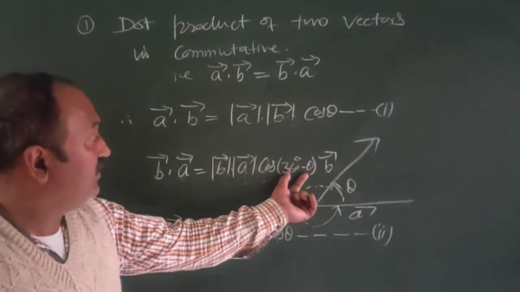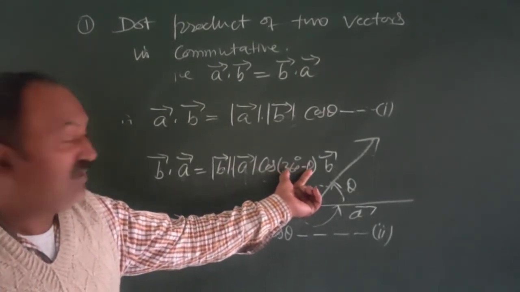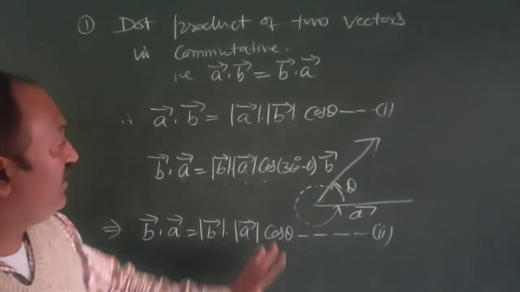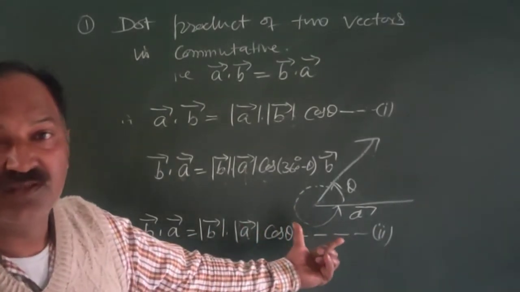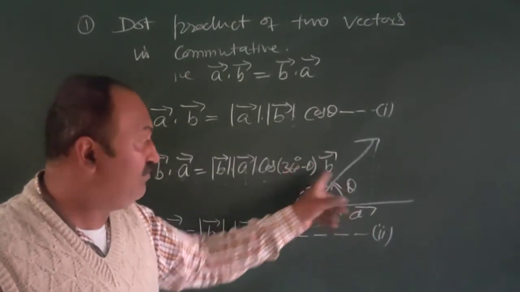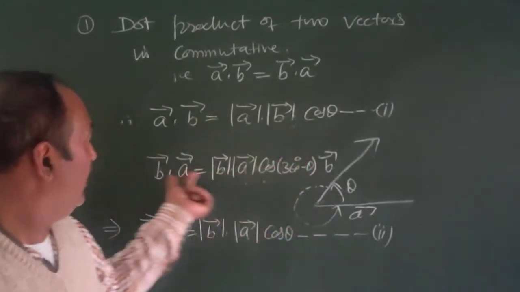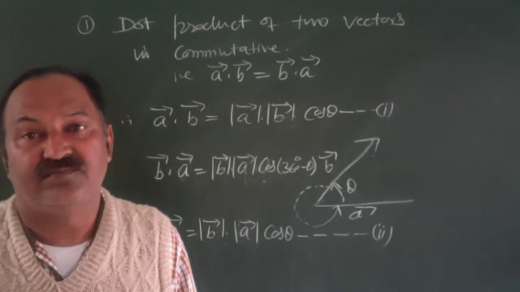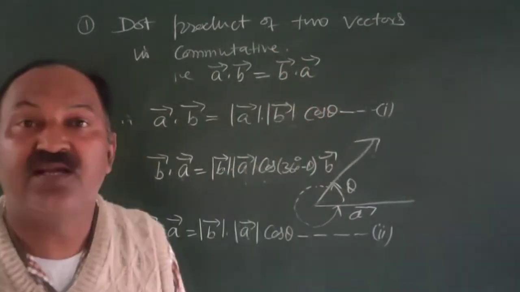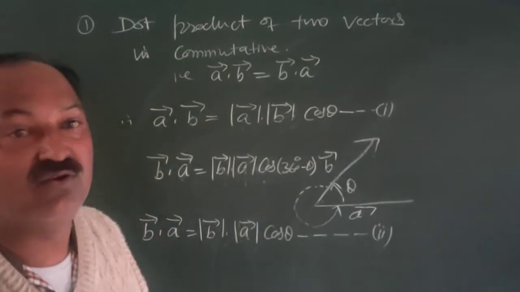If we write minus theta at the place of angle, then again cos of minus theta is cos theta. We will get the same equation in both the cases. Either you can write minus theta at the place of angle between B and A, or you can write 360 minus theta at the place of angle between A vector and B vector. या तो हम थीटा के स्थान पर माइनस थीटा ले लेंगे, या तो थीटा के स्थान पर 360 माइनस थीटा ले लेंगे, जो कि बी वेक्टर और ए वेक्टर के बीच का एंगल होगा.